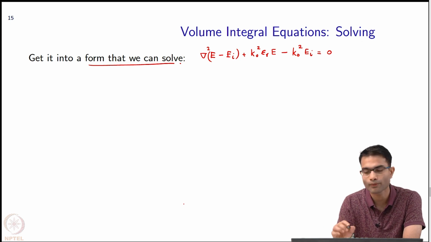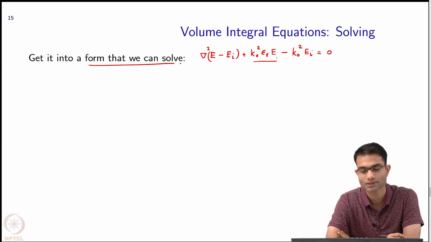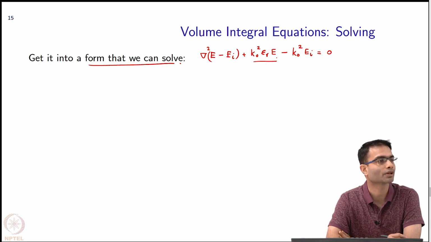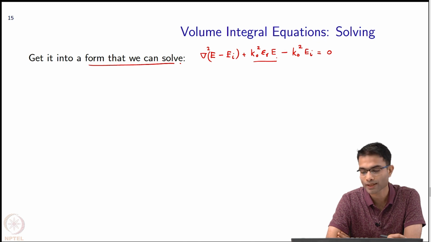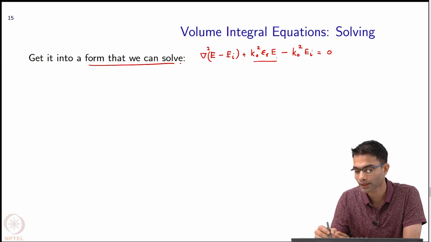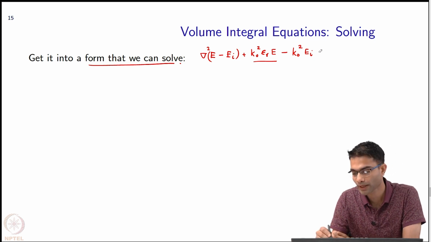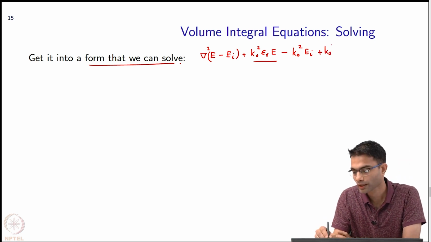I want to remove this guy from the left hand side because it has a function of space. Epsilon r is a function of space. So, what can I do? Just move it to the right hand side. But if I move it to the right hand side, I no longer have an E term to go along with k naught squared. So, very simply what I can do is, let me add and subtract a common term. So, what if I add k naught squared E on both sides?